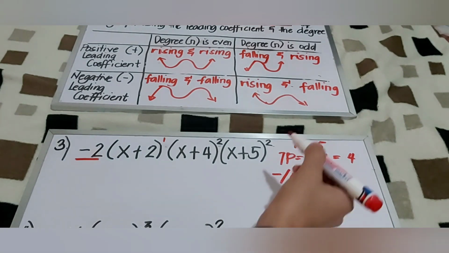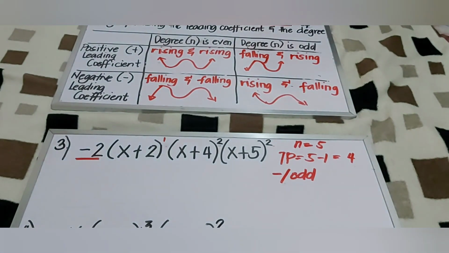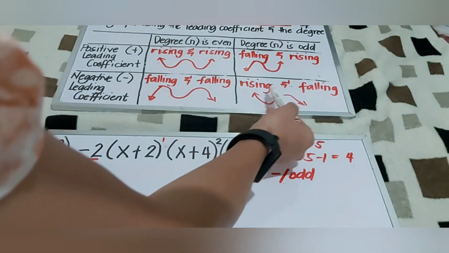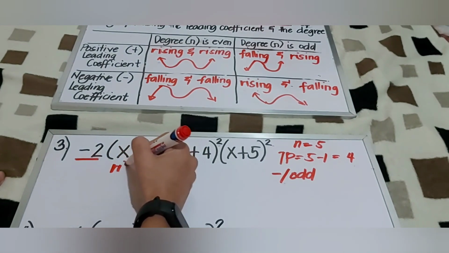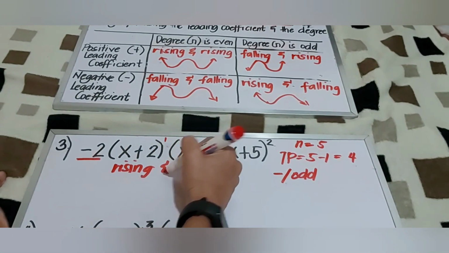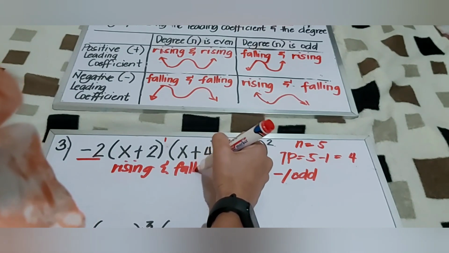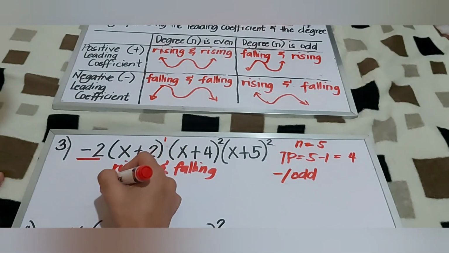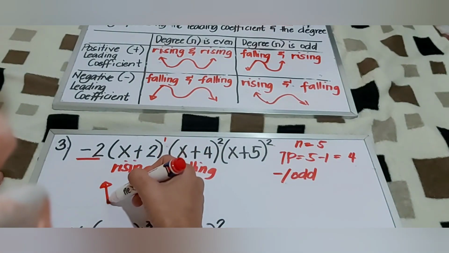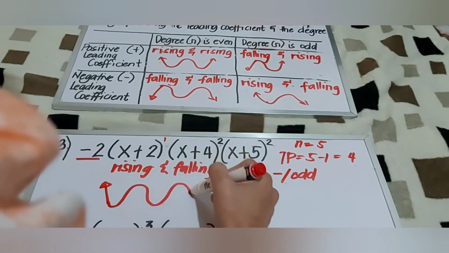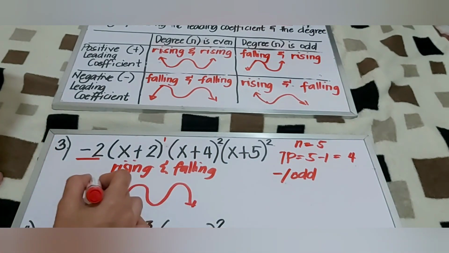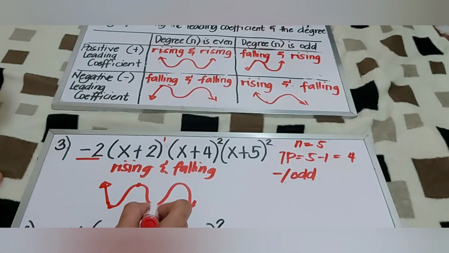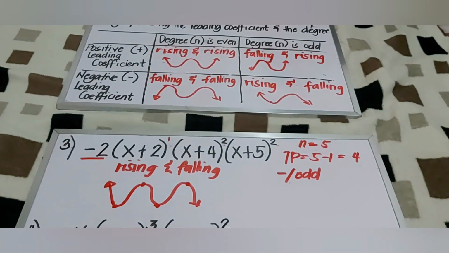For this example, we have a negative and odd. So, tingnan natin ulit ang ating conditions. Kapag negative, tapos odd ang ating degree, our end behavior is rising and falling. So, it's rising. Okay, so yan ang left. So, 4 ang ating turning points. So, 1, 2, 3, 4. So, we are rising to the left, falling to the right, and we have 4 turning points. 1, 2, 3, 4. Okay, that's example number 3.